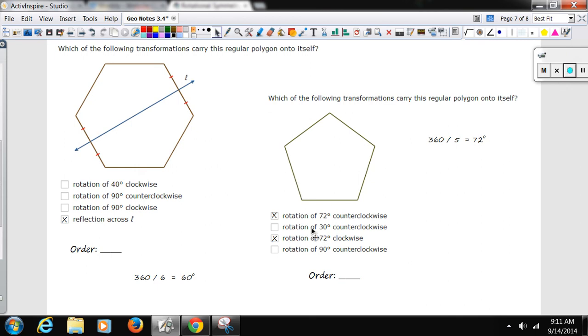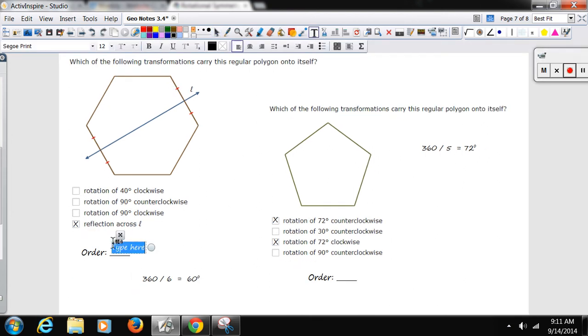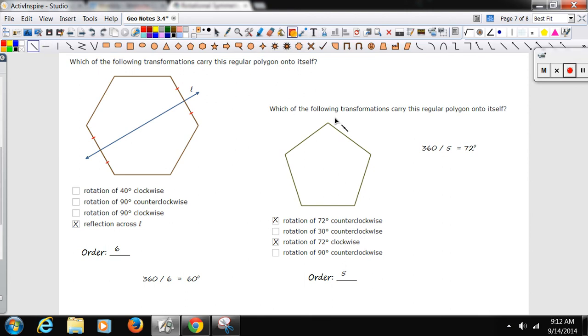Now, are there any others? 30 degrees? No, that's not going to happen. It's just going to make it land up here somewhere. 90 degrees? No. Now, this one actually has an order of 6. If you turn this around one rotation, it would land on itself 6 times because there's 6 sides. This one would have an order of 5. If you spun this shape around, it would land on itself exactly 5 times.